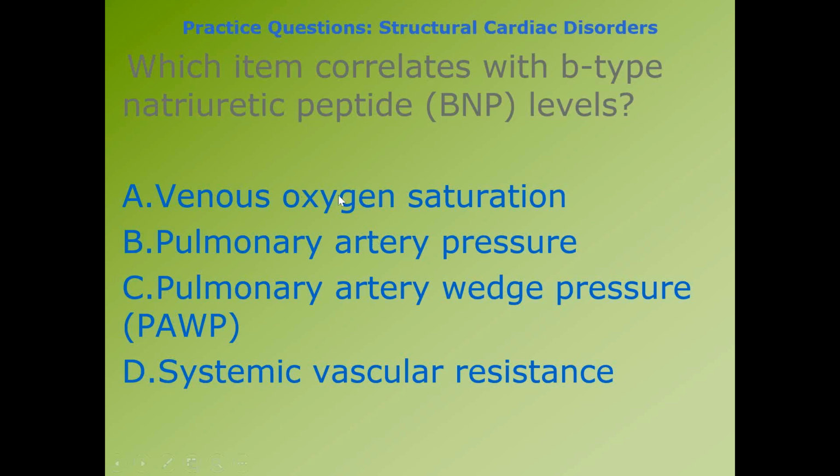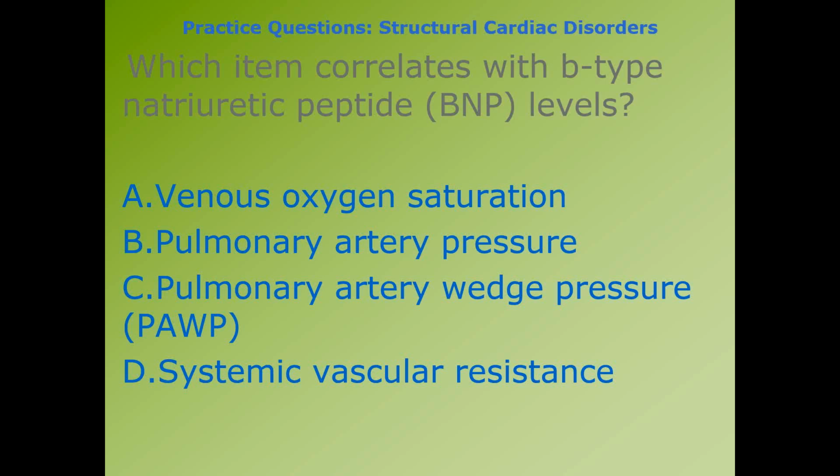Which item correlates with B-type natriuretic peptide levels? So this is a lot of information on this question. So let's go with what do we know first about B-type natriuretic peptide? Well, we know that it is made and secreted by the ventricles in response to stretch. The ventricles will stretch when there is fluid overload.